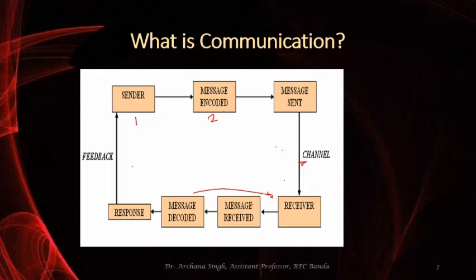Then the receiver provides feedback if applicable. If it is one-way communication, then there is no requirement of feedback. But if you have to provide feedback, the recipient has the ability to ensure the sender that the message was properly received and interpreted. Whatever message is encoded by the sender, it is ensured to be properly decoded only when the feedback is sent to the sender.